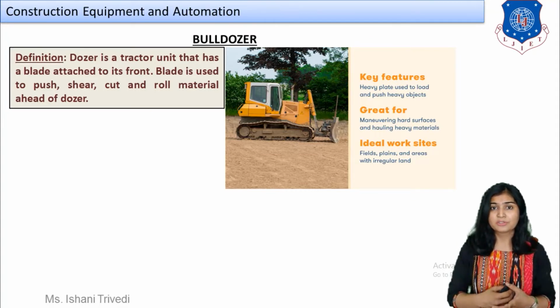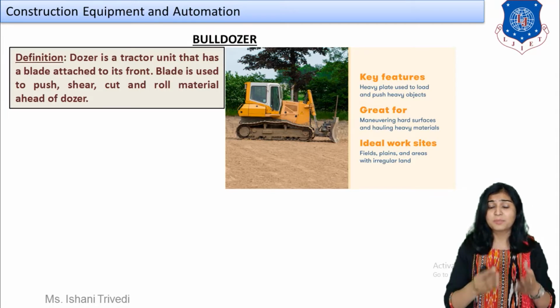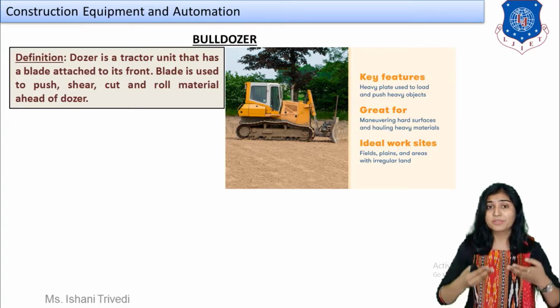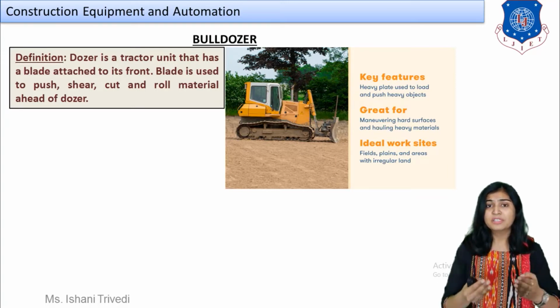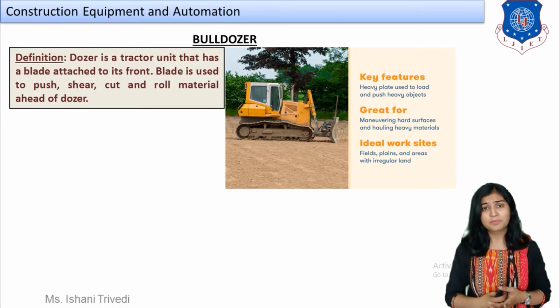So here the blade which is mounted in the front is used to push, to shear, to cut and to roll material ahead of the dozer. What is the purpose of the dozer, right? With the help of these blades, you can cut the soil, you can cut the earth, you can move the earth, you can roll the material, you can shear it, meaning you can break it with the help of dozer blades.